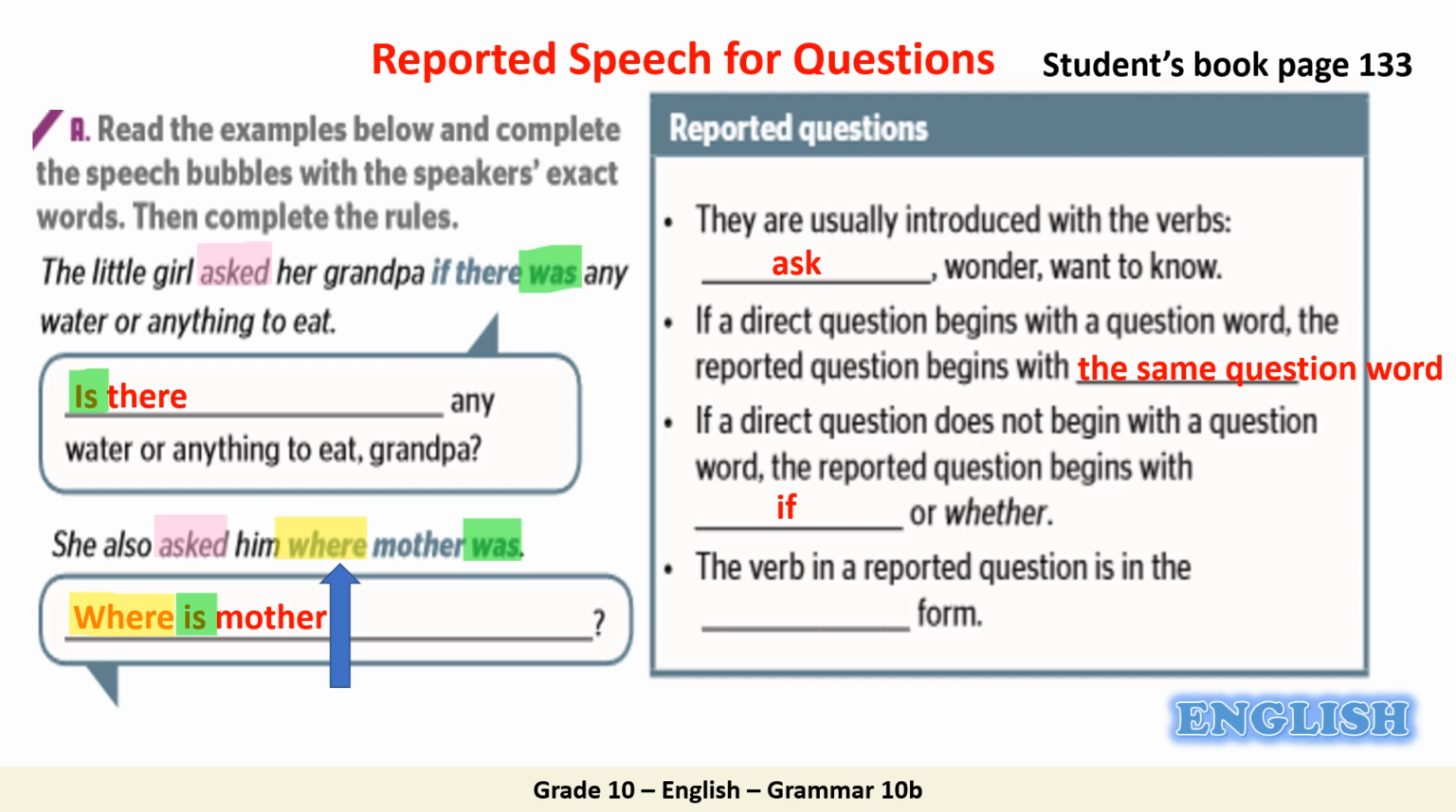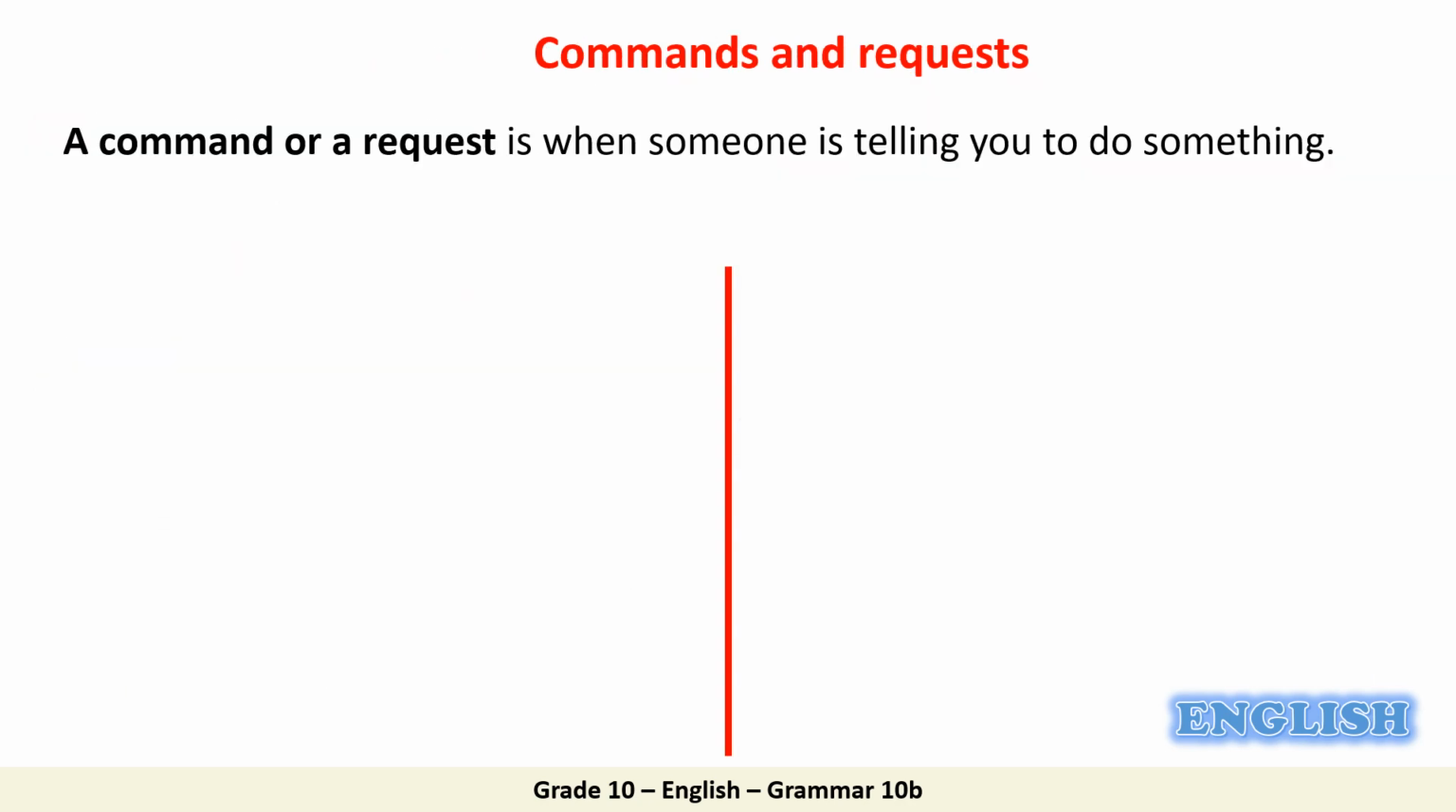Now the last one, have a look at if first. The verb in a reported question is in what kind of form? Very good, so it's in the affirmative form. It goes back to the affirmative form. Very good. Now, let's move on to something else.